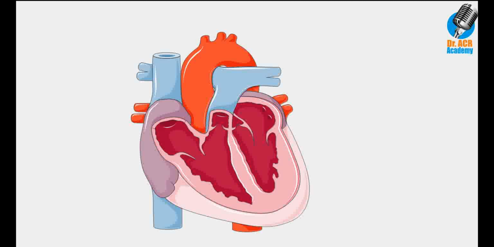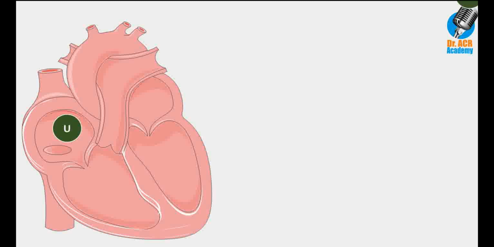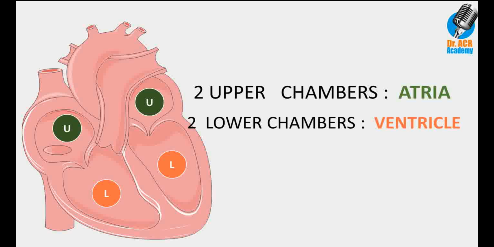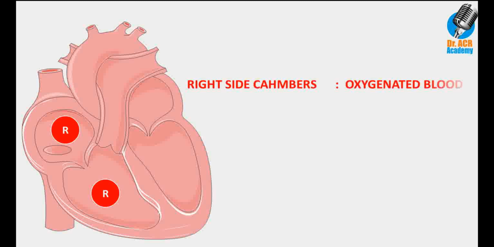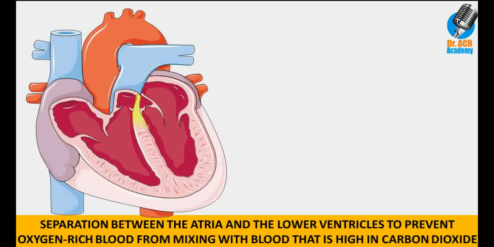The heart is divided into 4 chambers. The 2 upper chambers are called the atria, and the 2 lower chambers are called the ventricles. The right side chambers contain oxygenated blood, and the left side chambers are with carbon dioxide rich blood. Between the atria and the lower ventricles, there is a separation to prevent the mixing of oxygen rich blood from the carbon dioxide rich blood.